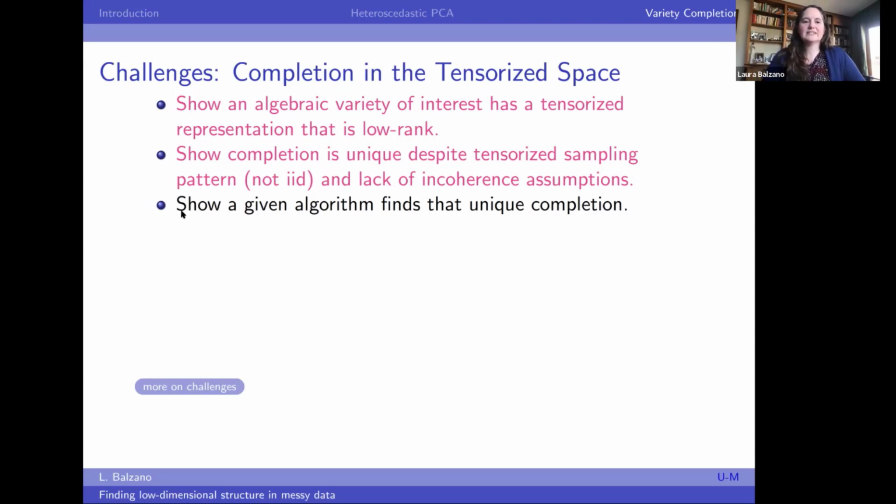And the last challenge that we have yet to tackle is to show that any given algorithm actually finds that unique completion. So we see that it happens empirically, but we haven't been able to show that part yet.